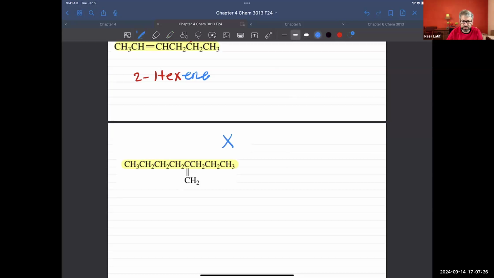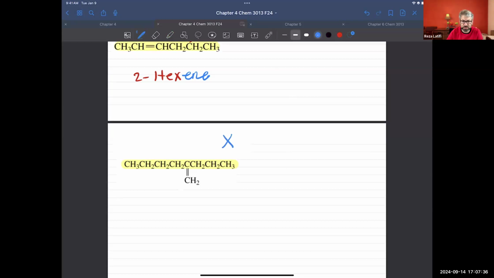Some of you might ask this: do I need to write 1? Honestly, it's fine if you know that the double bond starts with the first carbon. But we want to show the position of the double bond, and even if it's 1, we try to show it. So we always put a number there because it's going to be easier for the reader to understand the position of the double bond. Okay, more examples.